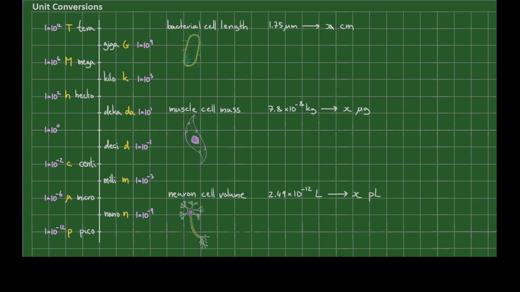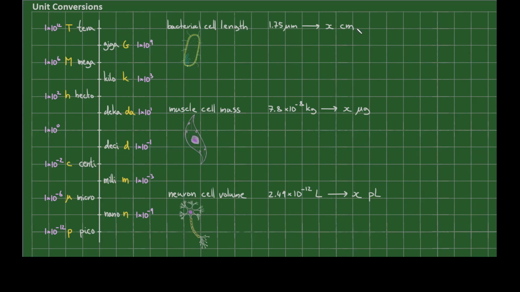In this case, we are going from micro to centi. Micro is smaller than centi, which means we are going from small to big, and therefore I expect my number to be less than 1.75. With that out of the way, let me perform the conversion.